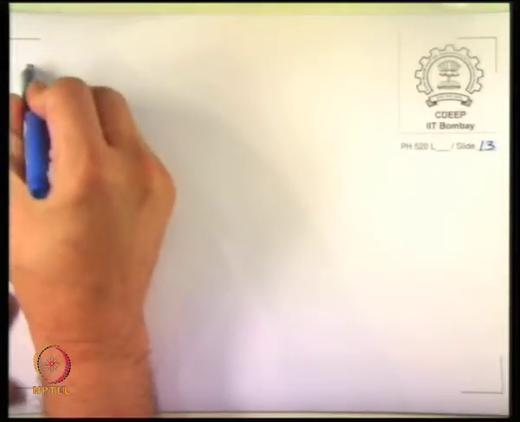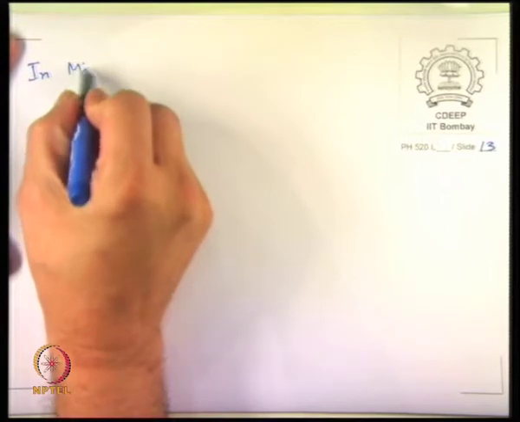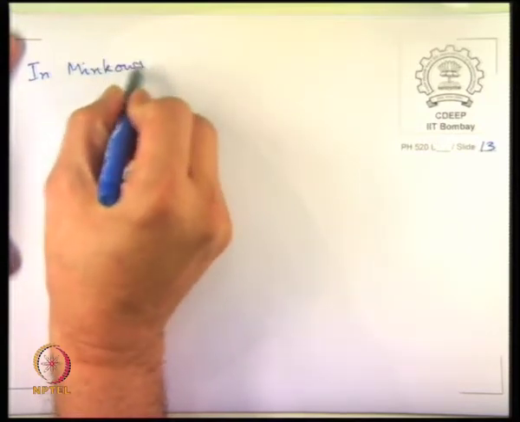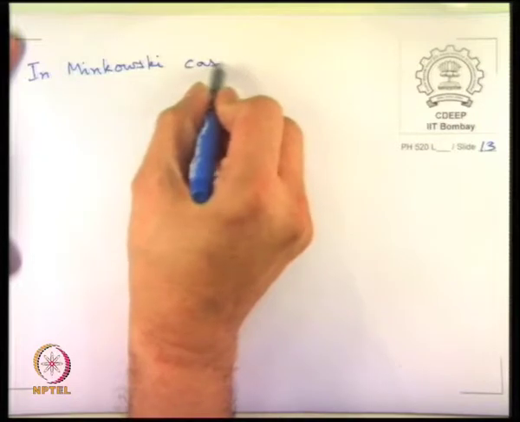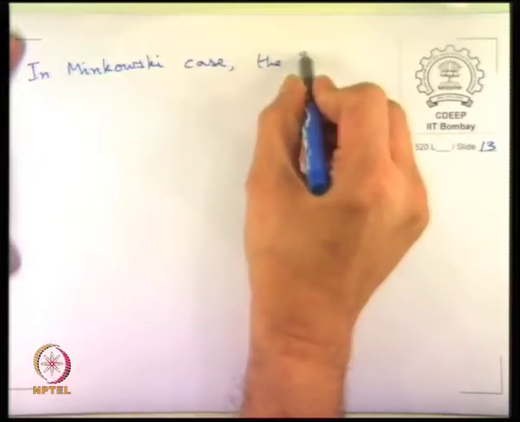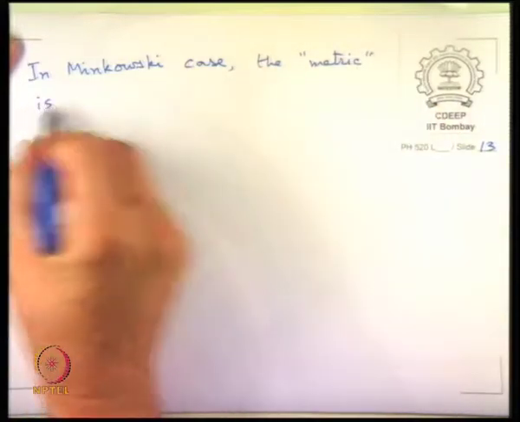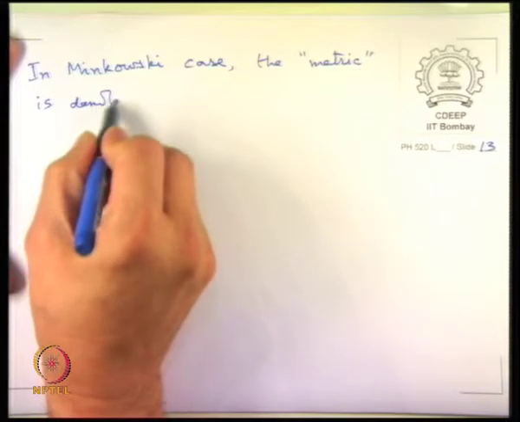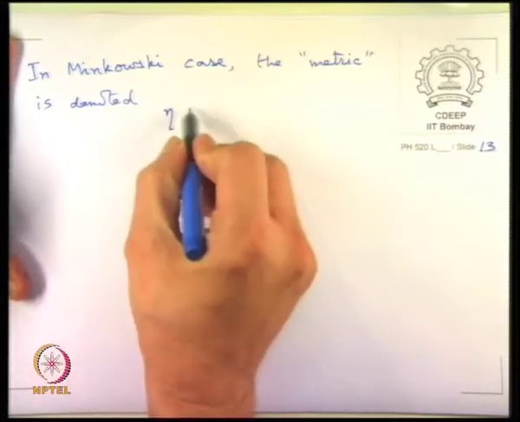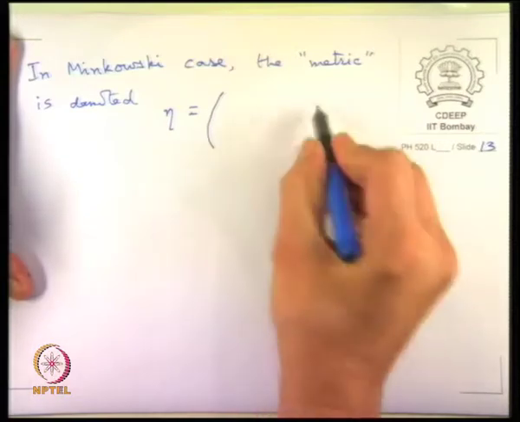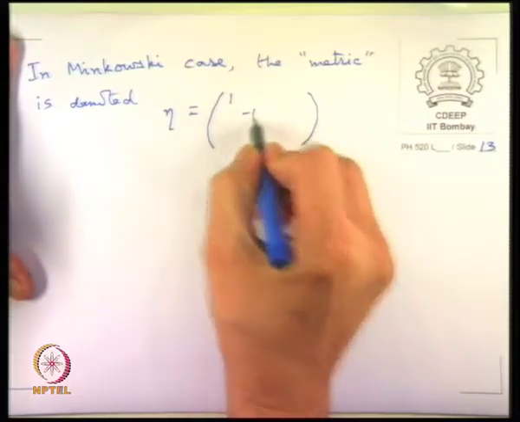Once we write it like this, we can write out the Minkowski case. The metric is denoted eta and is equal to 1, minus 1, minus 1, minus 1.